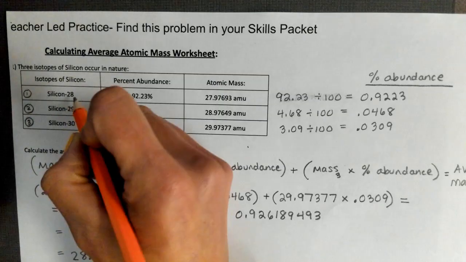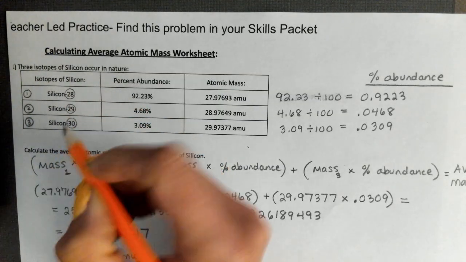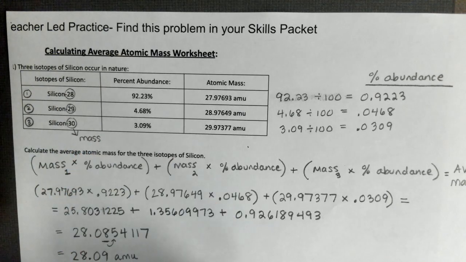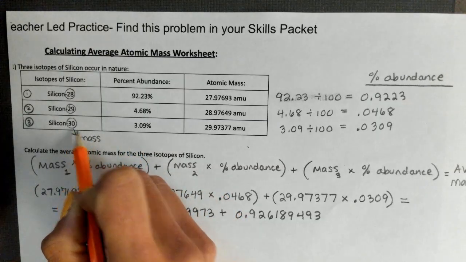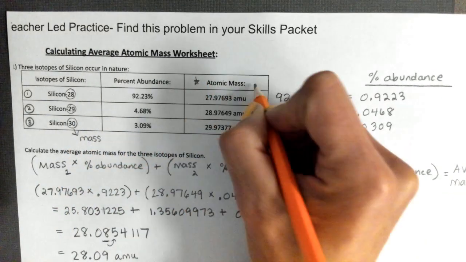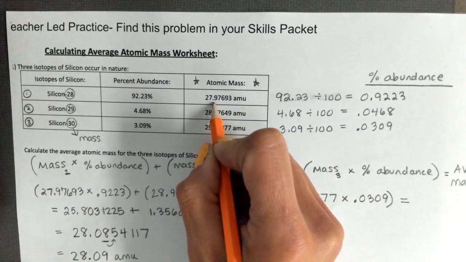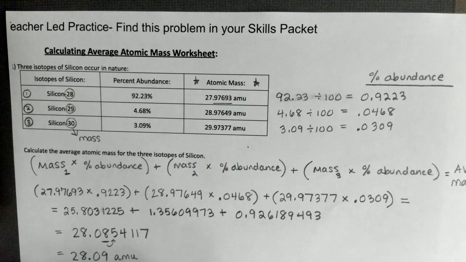And just to review, these numbers that are written behind the name, those are the masses of the isotope. Now, this particular problem, we're not going to be using this mass. We're going to be using this mass when we're doing our formula because we can see that it's much more precise with all of those numbers after the decimal.